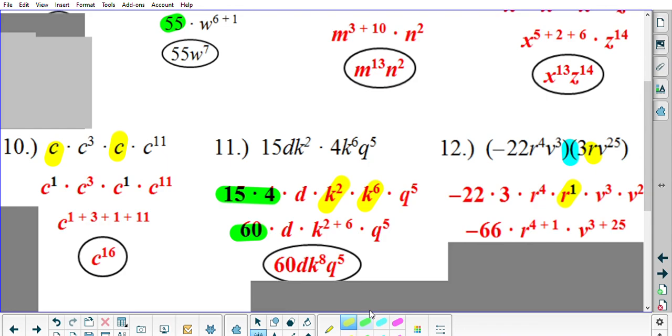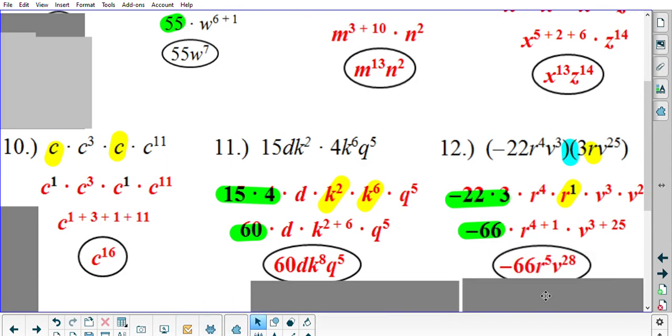The negative 22 times the 3 is negative 66. Final step, r to the 4th plus to the 1st is r to the 5th. Add the exponents for the v's, we get v to the 28th, and you can see the final answer here is negative 66 r to the 5th v to the 28th.